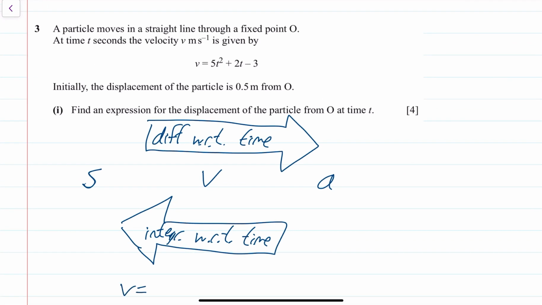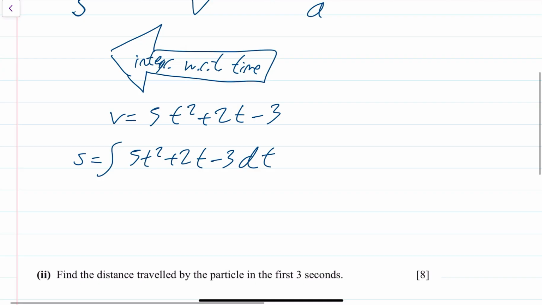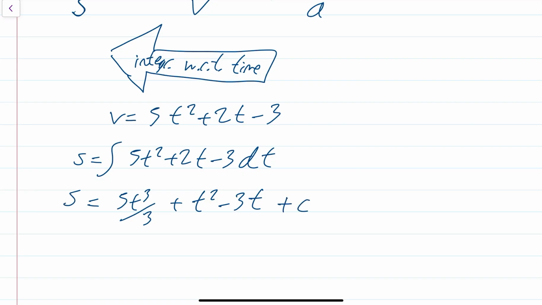Let me just write that down. Velocity is 5t squared plus 2t minus 3. So we're going to have to integrate that to get back to the displacement. So our s, displacement, is the integral of 5t squared plus 2t minus 3 with respect to time. And if we do that, we will get 5t cubed over 3 plus 2t squared over 2, which is just t squared, minus 3t plus your constant of integration.